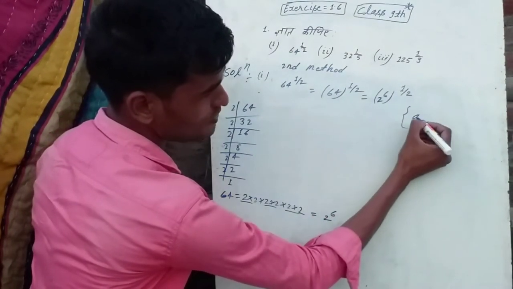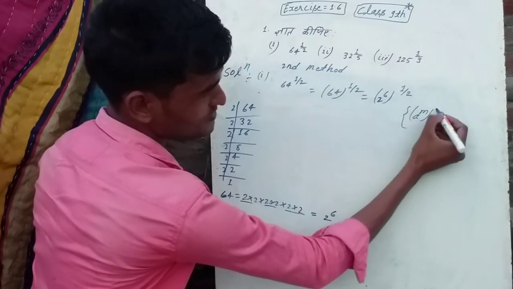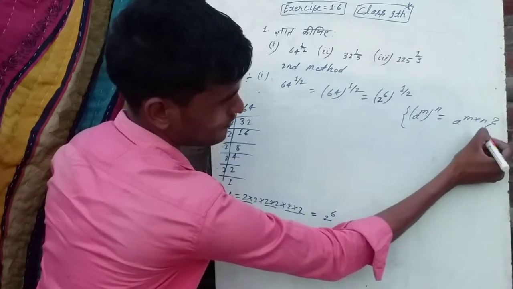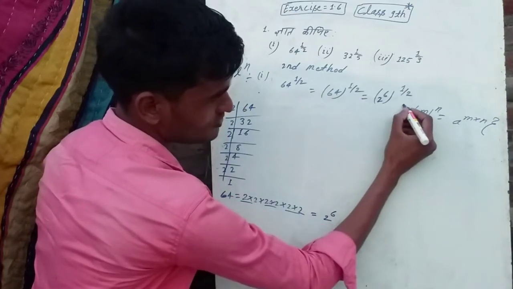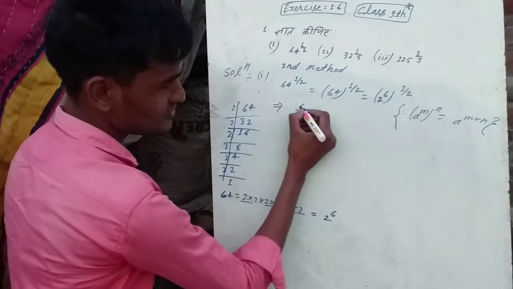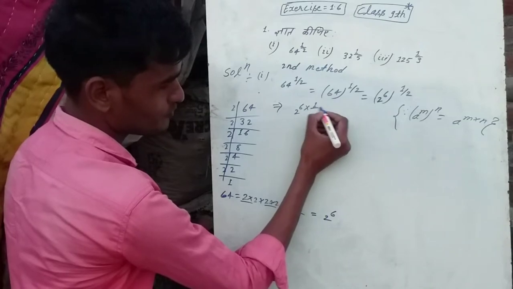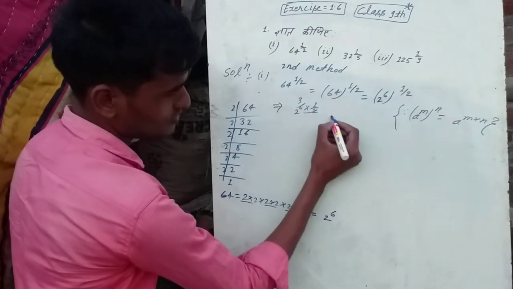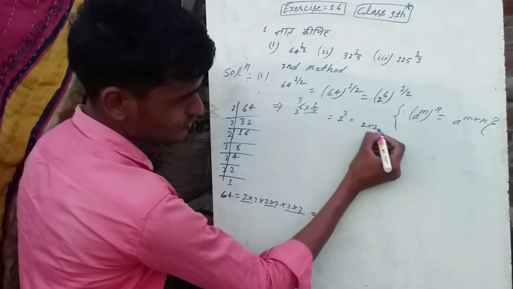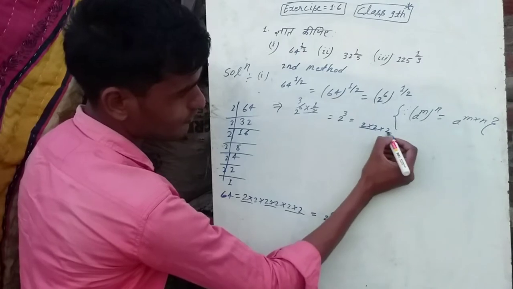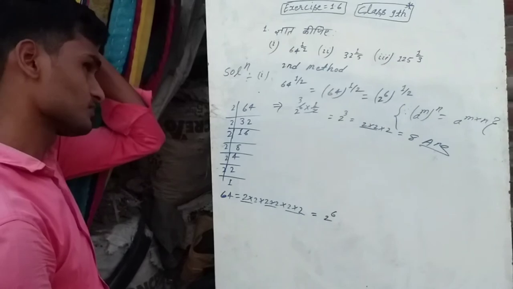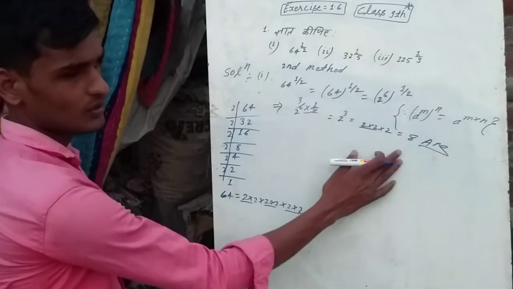What formula? a to the power m, in parenthesis, to the power n. We can also write a to the power m multiplied by n. Always remember, because this formula we can apply here. And 2 to the power 6 multiplied by 1 upon 2. 2 times 3, that is 2 to the power 3. Also we can write 2 times 2 times 2. 2 times 2 is 4. 4 times 2 is 8. Answer. Second method. Easily got it.